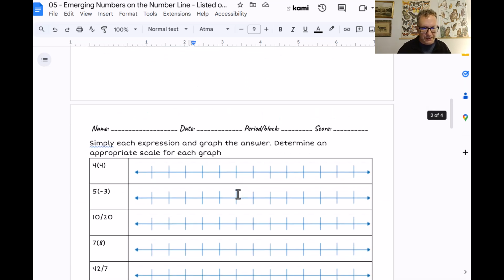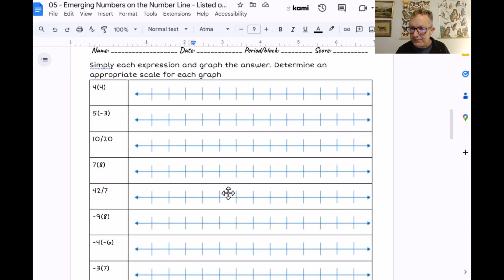The second page here, notice there's no numbers on the number line. Part of what the student needs to do here is to figure out how to scale a number line. What's a good scale for a problem such as 4 times 4? You're the teacher, so you're able to make that determination for your students much better than I am because you know your students. I don't.